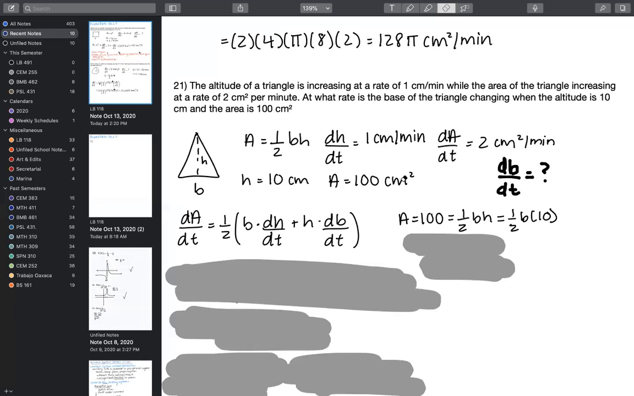And so that's where this area equation comes into play. We set the area 100 equal to 1/2 base times height. We find that 100 is equal to 5b and that b is equal to 20.